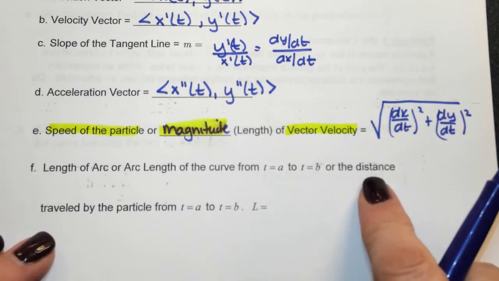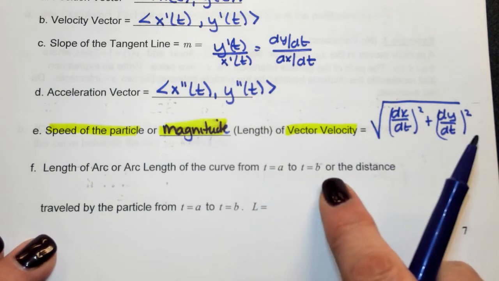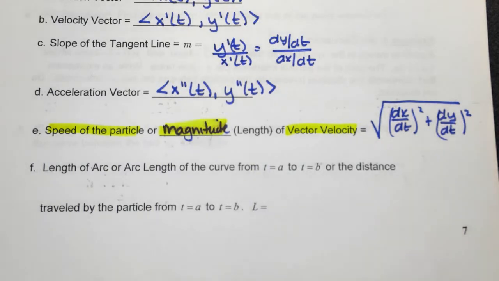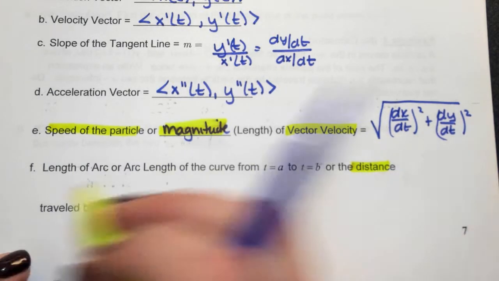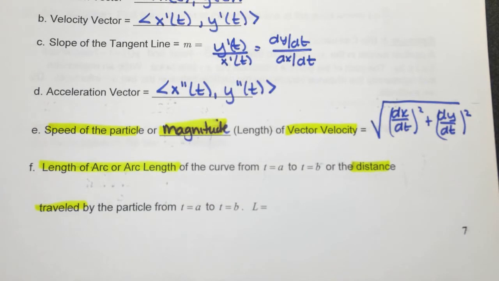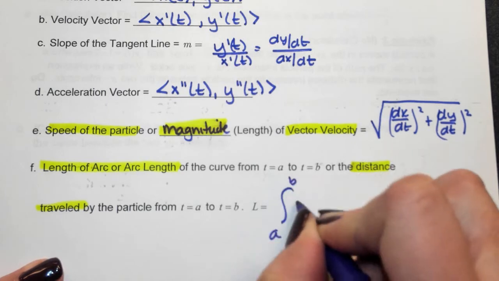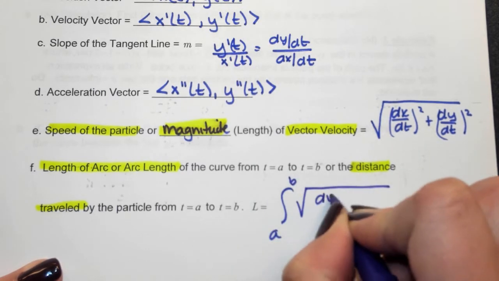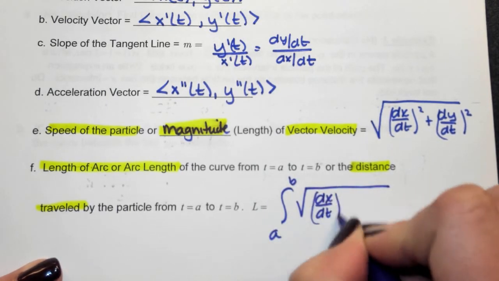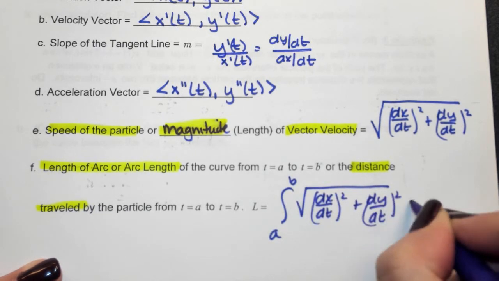Arc length, just remember when you're traveling from a time t equal to a to b, or we can also talk about distance traveled. So again, we talk about the length of the arc, or arc length, or distance traveled. You're going to be using the integral from a to b of the square root of dx dt squared plus your dy dt squared dt.